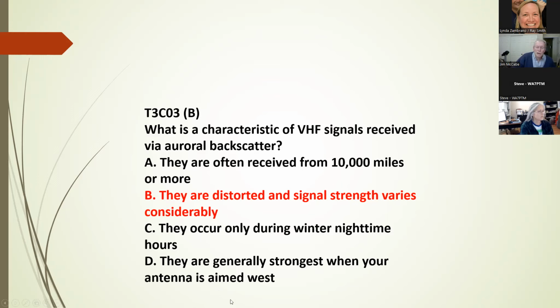They usually occur in the northern part of the world or the southern part where there are auroras. But really the important part, as far as the question is concerned, is that it's distorted because of the variable nature of the aurora.